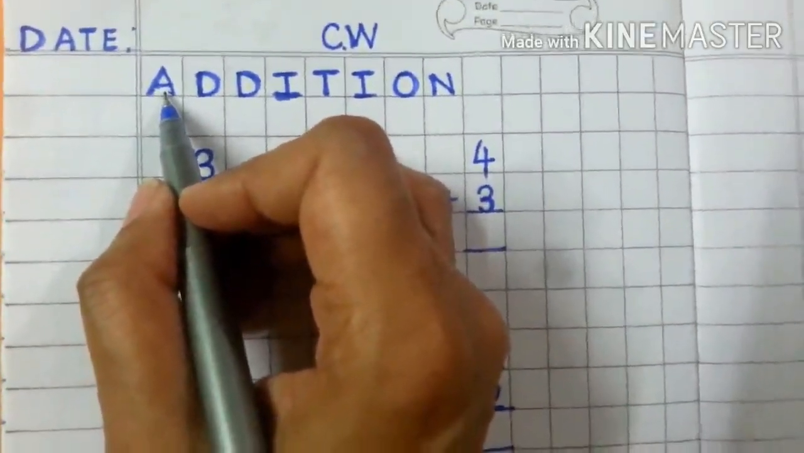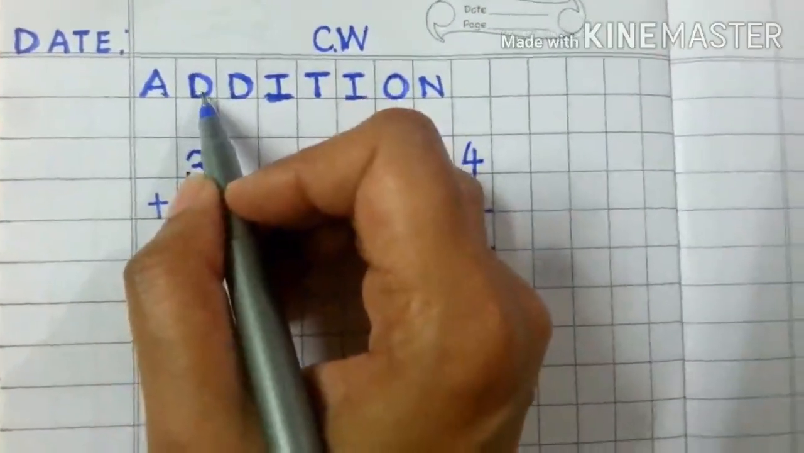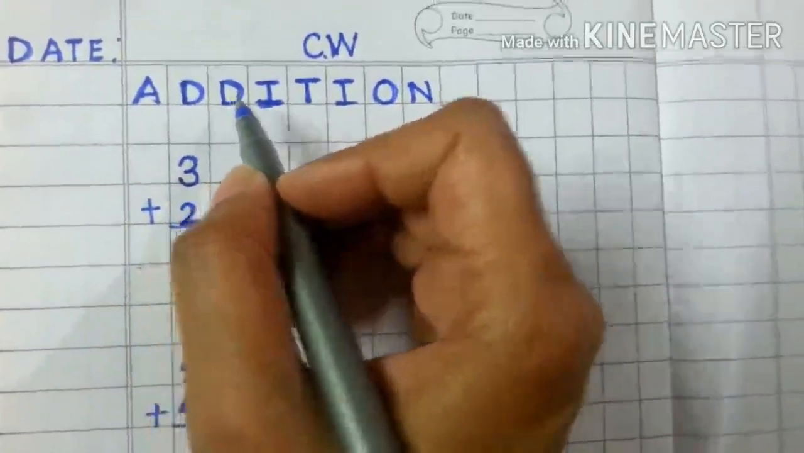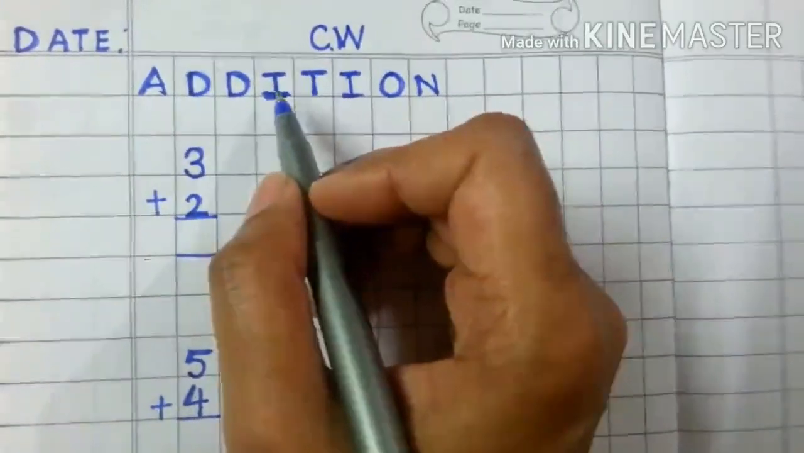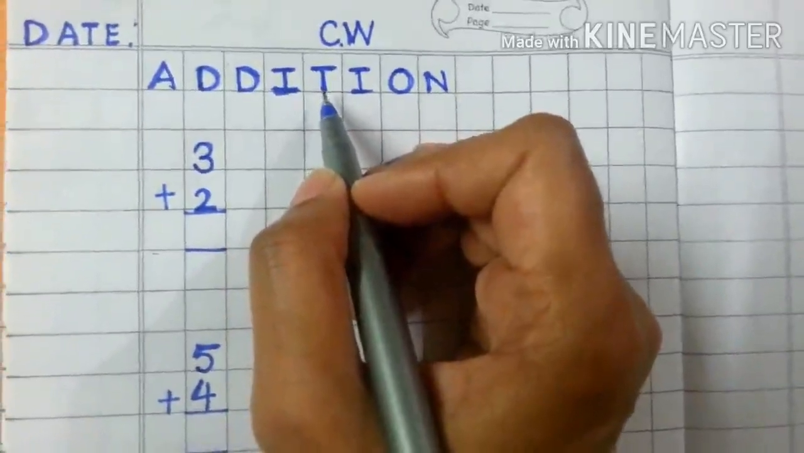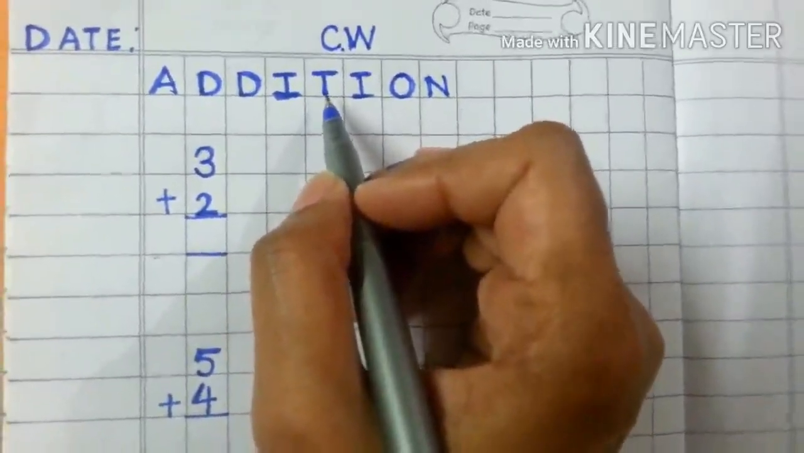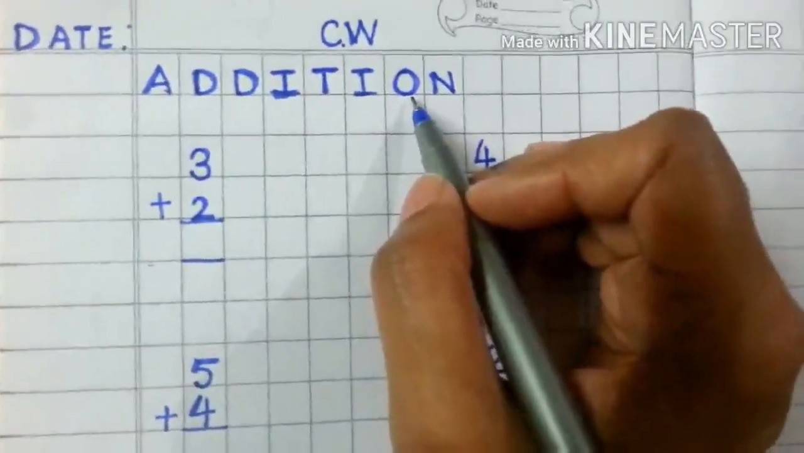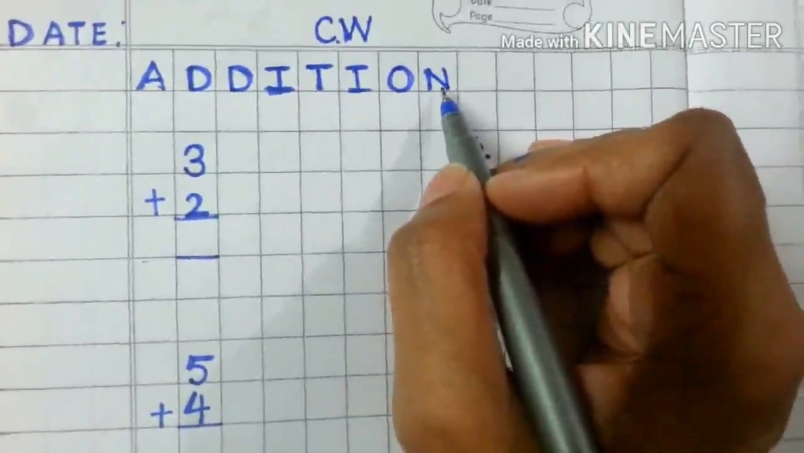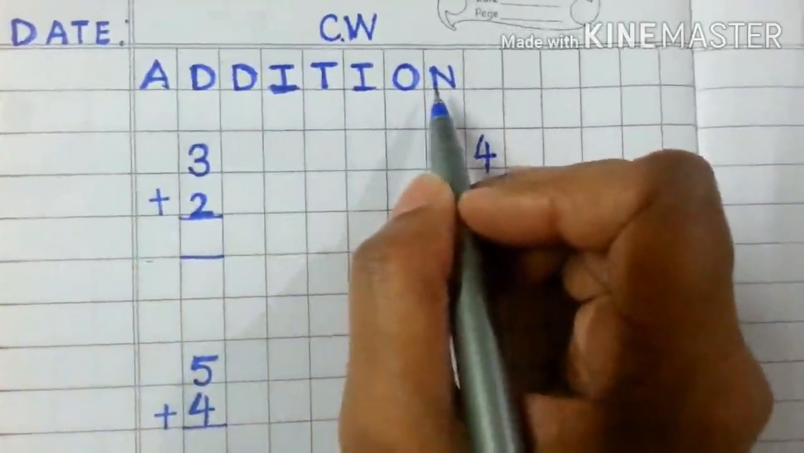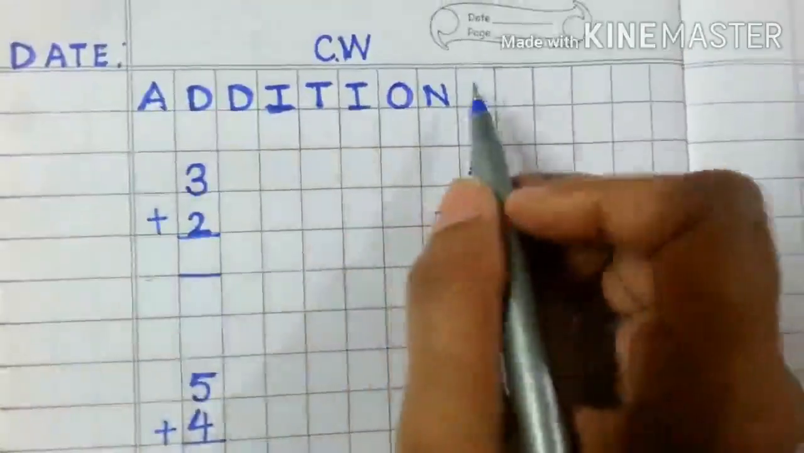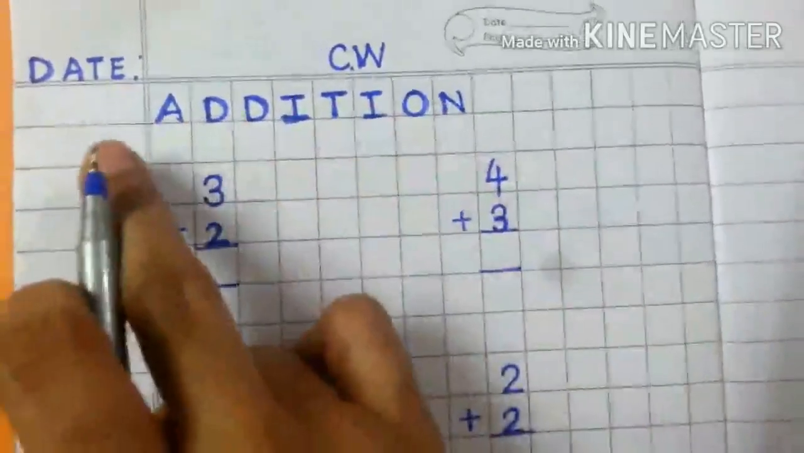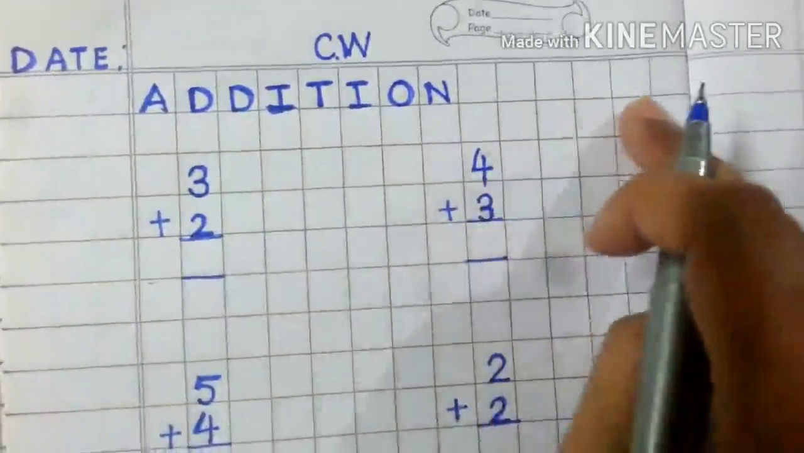First write A, then D, again D, I, then beside I write letter T, after T write letter I, then O, N, addition. So, the spelling of addition is completed. Now, leave one row.